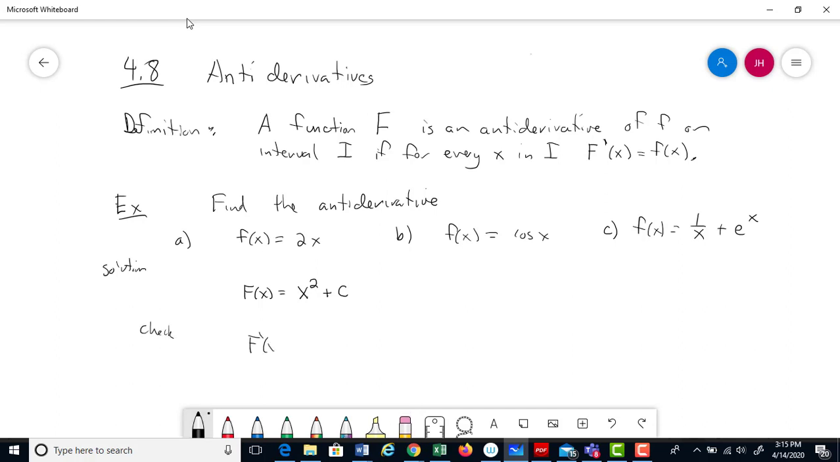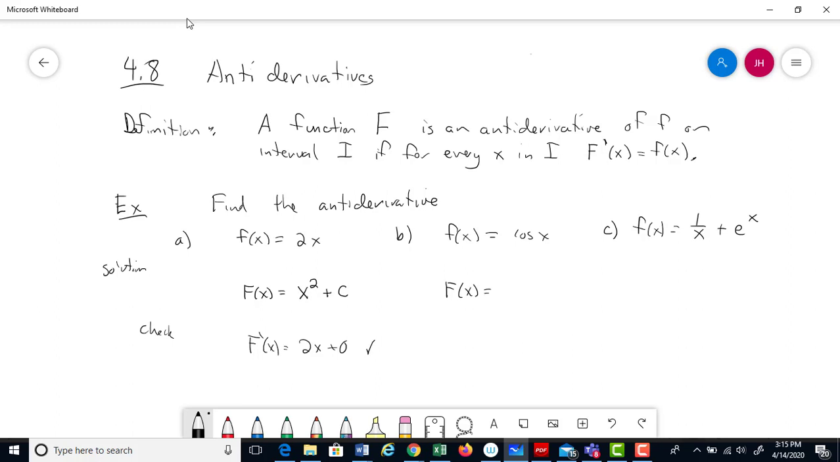So then we can do a quick check. What is f prime? What's the derivative of this? Well, this is 2x plus 0, which is what we're looking for. So that's what this definition means. It means if I can take the derivative of the function I'm finding and get the other function back, then that's the antiderivative.